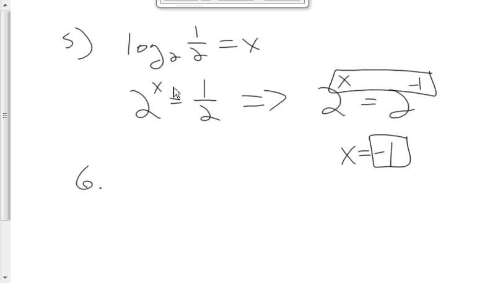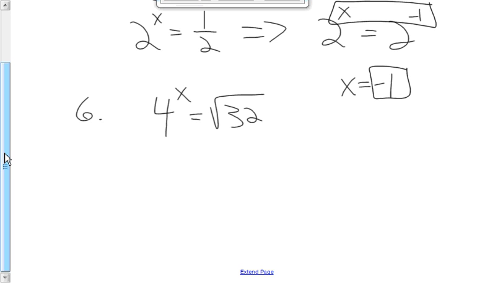So number 6, it would look like this. We can switch that into exponential form. 4 to the power of x equals radical 32. So 4 and 32, after thinking about it, you realize they can both be written as base 2. So 4 is 2 squared.